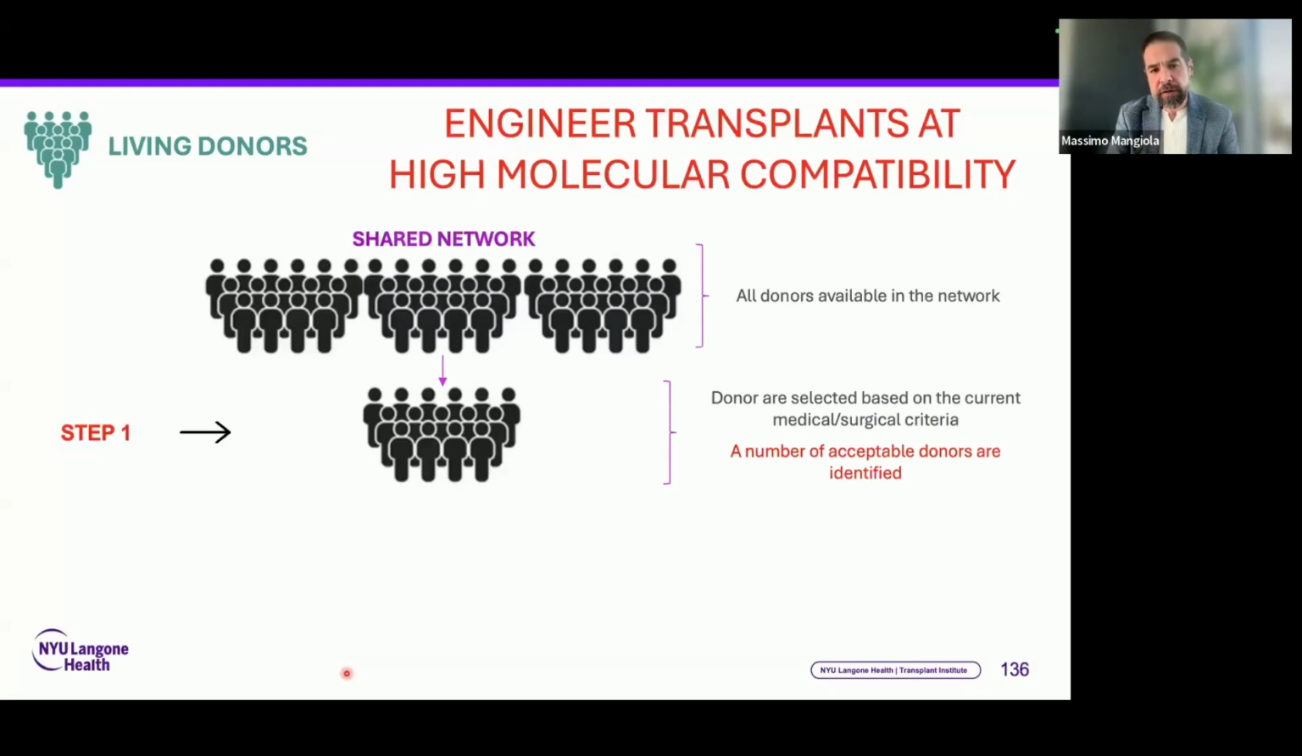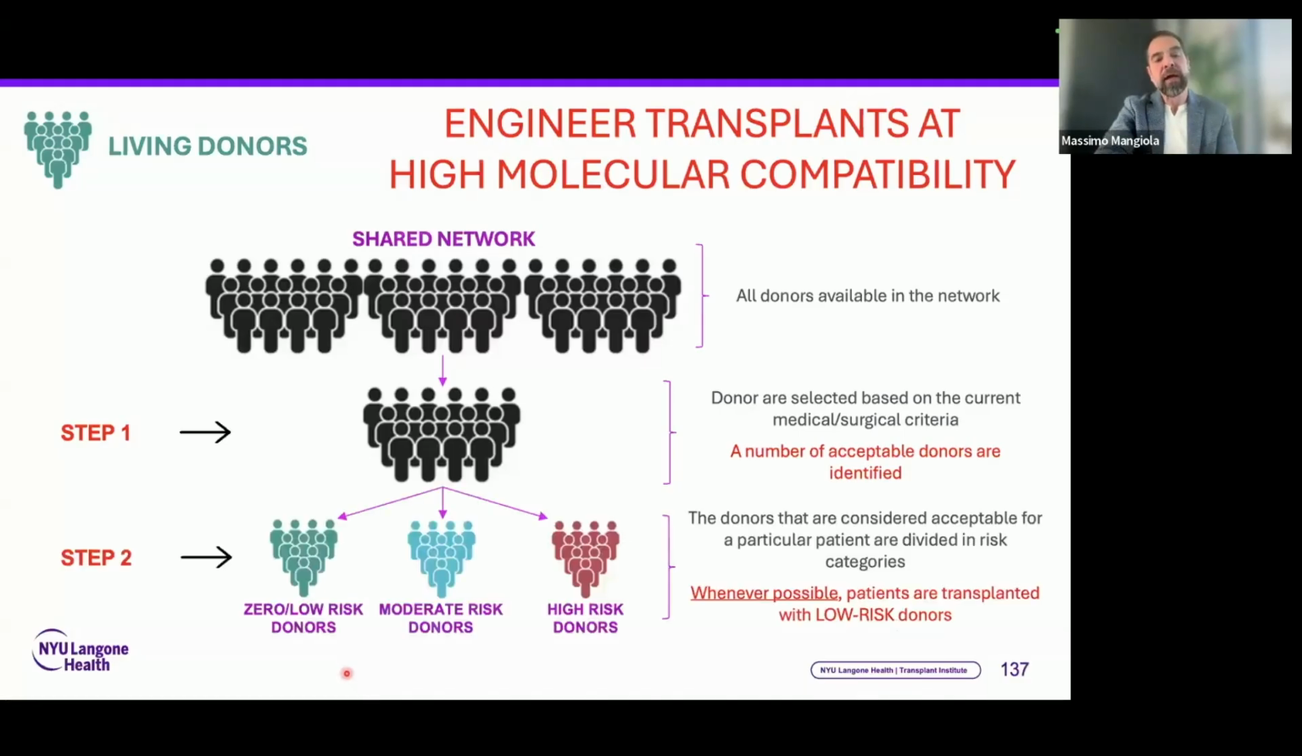And so the first step in shared networks is for the medical team, no HLA. We have nothing to do with this. The medical team is going to define whether these donors are acceptable medically and surgically for donation. So now you have a bundle of potential donors. You could use any one of them, right? They could pick any of them. All of them qualify equally or very similarly as potential donors for their recipient.